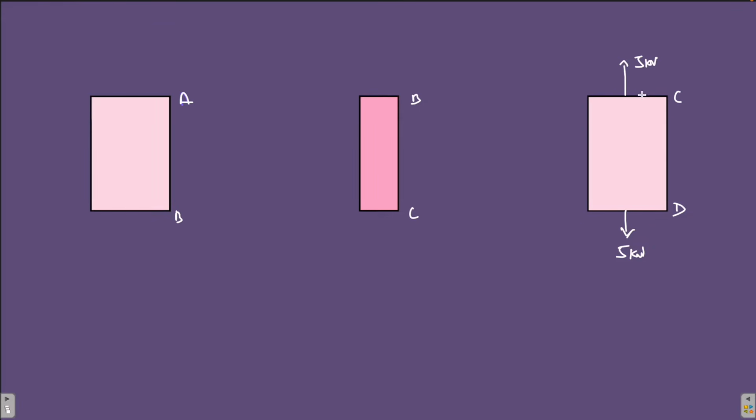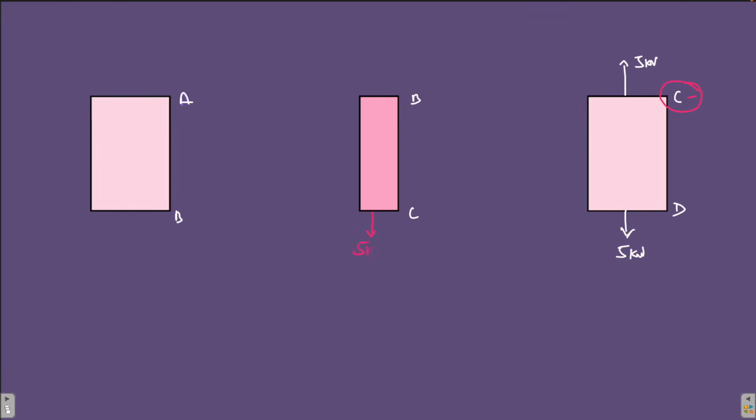Now we have to balance this point C, because at point C we have added 5 kilonewton in the upward direction all by ourselves. So we have to put another 5 kilonewton in the downward direction at point C, right? So are we going to put another 5 kilonewton here only? No. We are going to put another 5 kilonewton in the downward direction at point C in the other FBD.